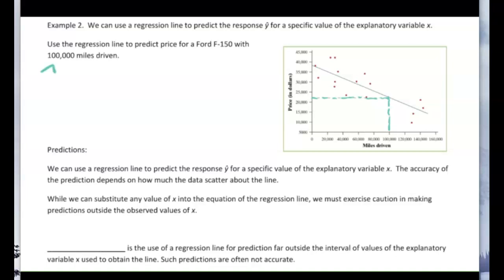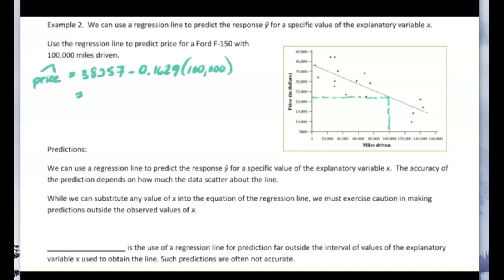So we're going to go back out to predicted price equals 38,257 minus 0.1629 times the miles driven. So we put in the 100,000 miles right there and we calculate it. And what we get is, what do we get for that one? Let me grab my calculator here. So if I plug that in, 38,257 minus 0.1629 times 100,000. And I'm getting 21,967. Is that approximately in the range that it looked like on the graph?